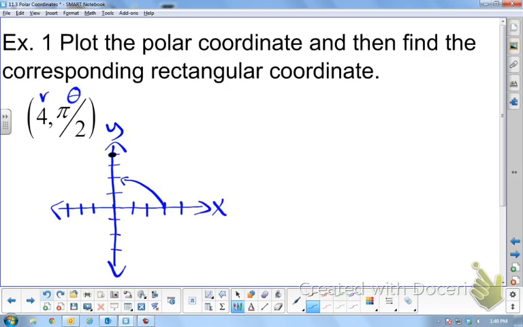What if it's not so simple? What if we have something out here that we're not 100% sure of? Well, that's where we use a calculator, and the formulas x equals r cosine theta and y equals r sine theta.